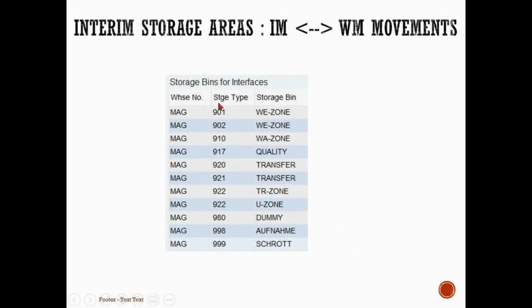Okay, there are some interim areas. Like I said, whenever we are receiving the stock, for example, we did a goods receipt. First of all, try to understand one basic concept in WM. Whenever you do any change in the stock, either in IM or SD or PP, wherever you do any change, the same change will happen in WM as well.